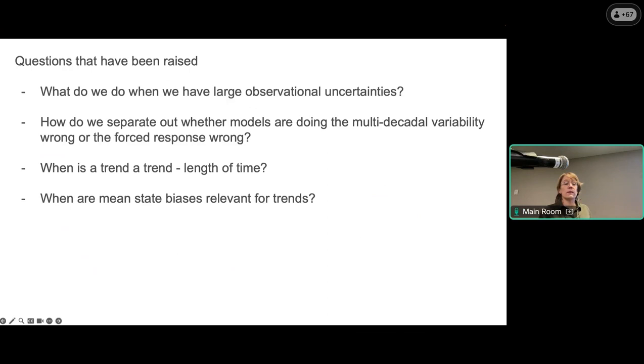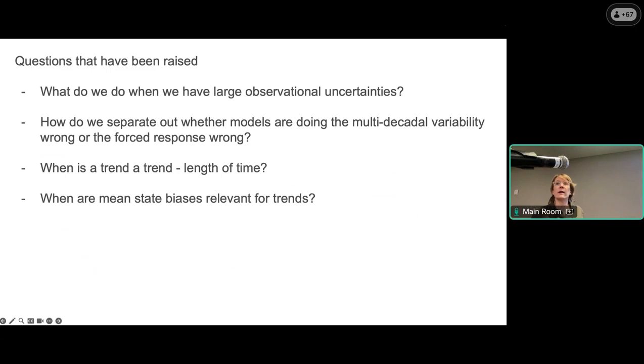So one of the big things, especially highlighted in the context of Clara's talk, is what do we do when we have large observational uncertainty? What do we do when the noise is large, in the observations or the models? I think this is a really important question. And can we carve out the landscape of regions and seasons where this is really acute, from regions and seasons where the signal to noise is a lot higher? How do we separate out whether models are doing the multi-decadal variability wrong or the forced response wrong? This is not unrelated to the first question.